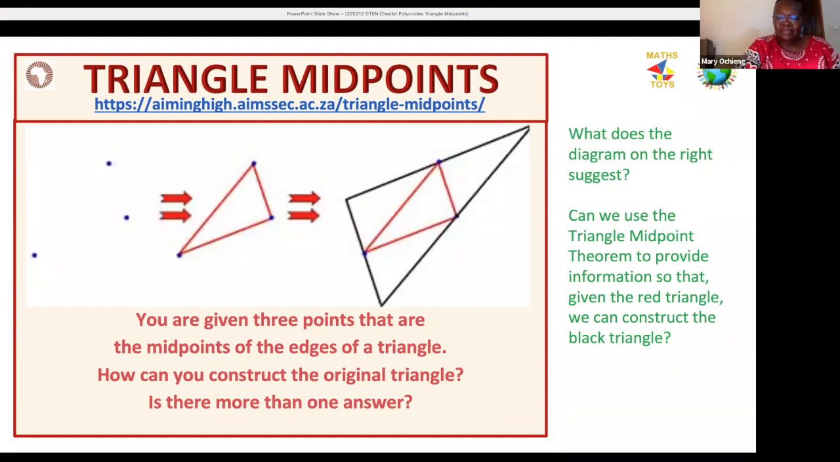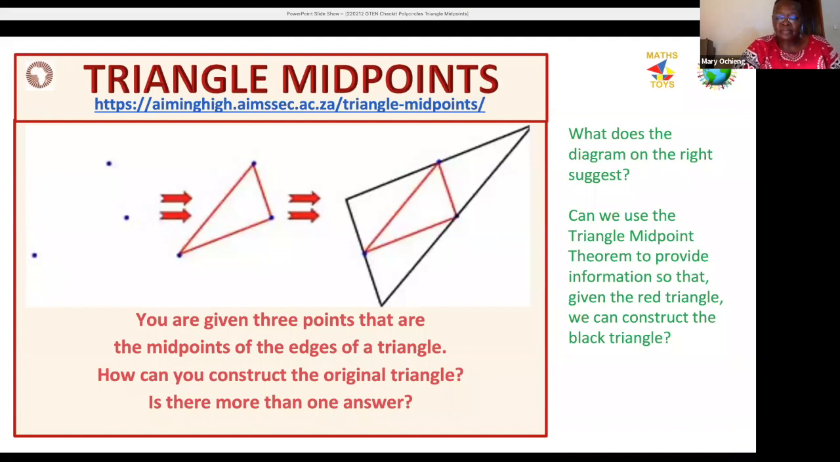Well, we've suggested with the words on the right a theorem, which is taught in South Africa in, I think, grade 11, maybe grade 12. I'm not sure whether it's 11 or 12. And we'll see more about it. But what we've done is that the red triangle is joining the midpoints of the edges of the black triangle. And it should show us, we ask you what you notice.